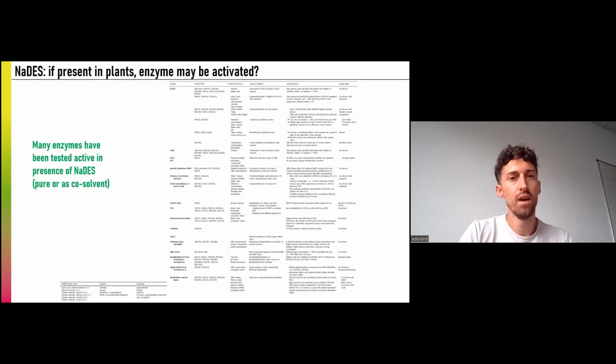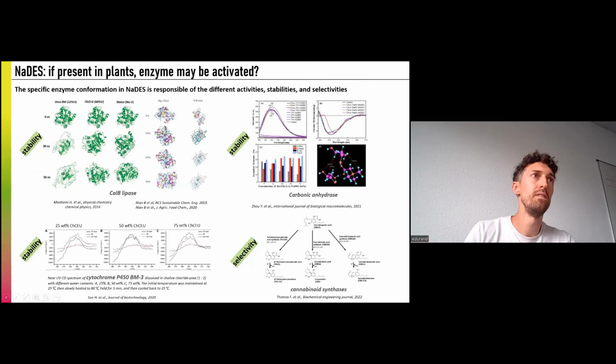So let's say that many enzymes, after almost 15 years, have been tested and shown to be active in the presence of NaDES, either as a pure solvent or medium, or as a co-solvent with water or another organic medium. And I would say that the specific enzyme conformation in natural deep eutectic solvent is responsible for the different activities, stabilities, and selectivity that we observe in the literature. So I just selected different works that may explain these different results and conclusions. You can see here that the stability is significantly different in the NaDES in comparison to other media. The same here, and the same also in this work.